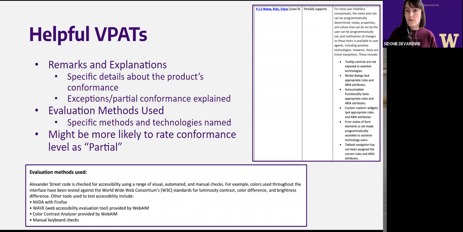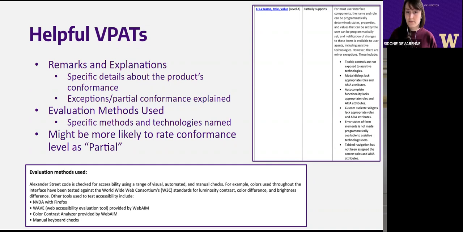The VPATs we found helpful gave us information that showed the resource had been thoroughly tested. The remarks and explanations fields were filled out with specific detail about the resource. On the right is a screenshot from the Wiley VPAT. You can see all this information just for guideline 4.1.2, name, role, and value. This vendor has entered that it partially supports the success criteria, and then a whole page of notes in the remarks and explanation field about what it supports and exceptions. It's very verbose and clear that they really looked into it and thoroughly tested it.